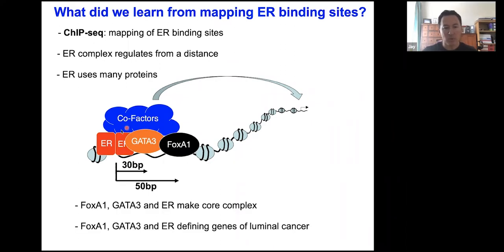And no surprise, these 3 proteins are really at the core of the estrogen receptor complex, the 3 defining transcription factors that make up luminal or ER-positive breast cancer. And presumably, if you don't have expression of all 3, you don't have a functional estrogen receptor pathway, and you don't have an ER-positive breast cancer.